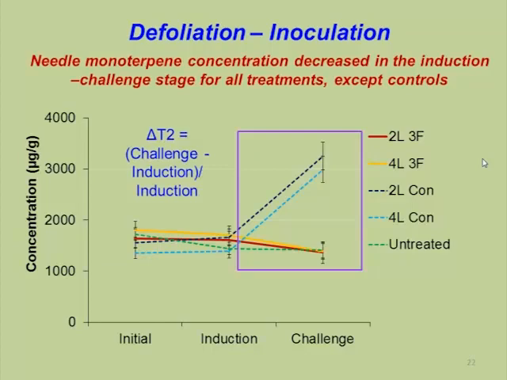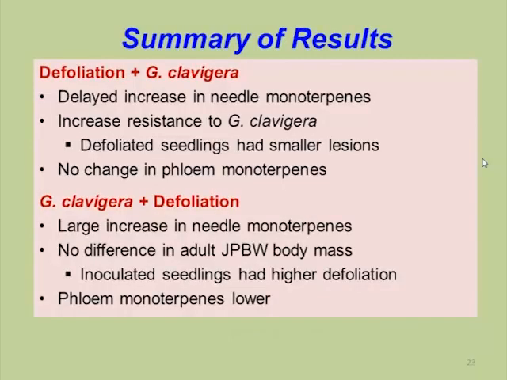However, as soon as you challenge them with the different organisms, the pattern really changes. With the exception of the 2 larval and 4 larval treatments, in all the others the monoterpene concentration went down, suggesting that they are losing their resistance. I have other results, but I'm just going to summarize it here.